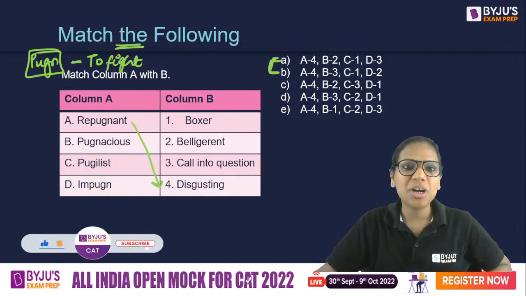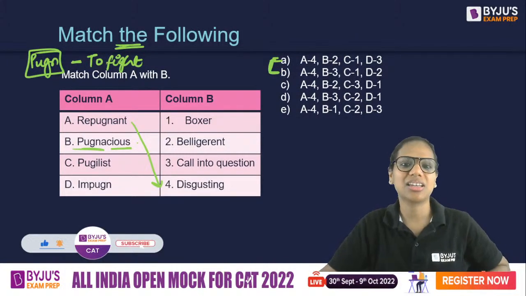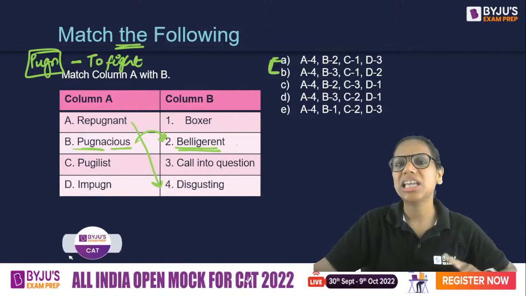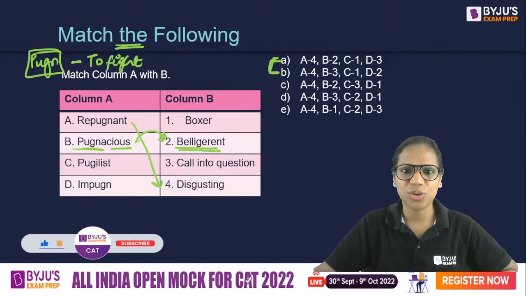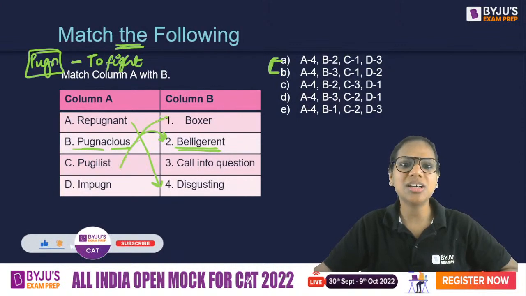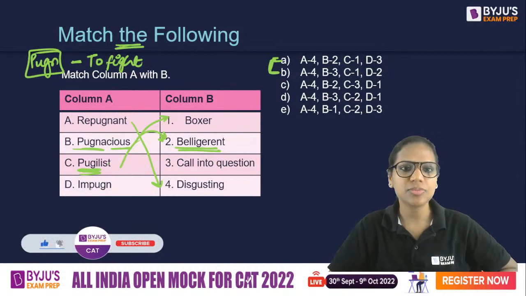Let's have a look. Pugnacious. Someone who's always ready to fight. Pugnacious. It is a tendency to keep fighting. That person is a belligerent person. We have done the words belligerent, bellicose in one of our previous sessions. Okay, always ready to fight. Pugilist. A pugilist is a boxer. Fights with his or her fists.